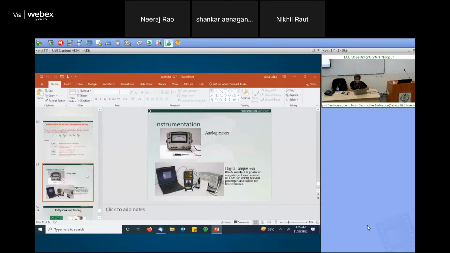So these are some of this is the older one. It's an analog meter, and this is a digital scope. It looks like this. You can connect it, and you can have a little signal screen here, or connect it to a laptop in real time and look at it over there. And you can print out a strip chart.